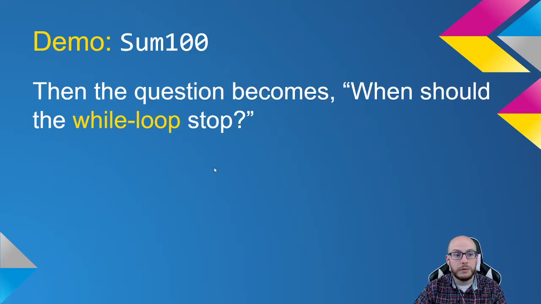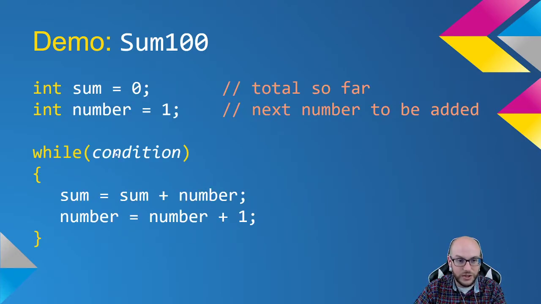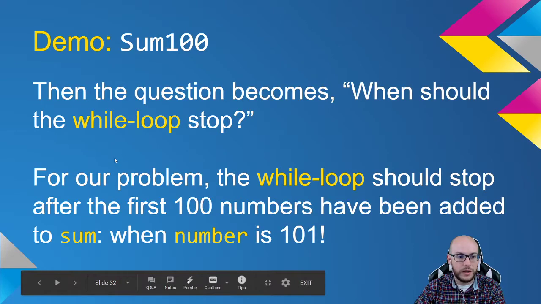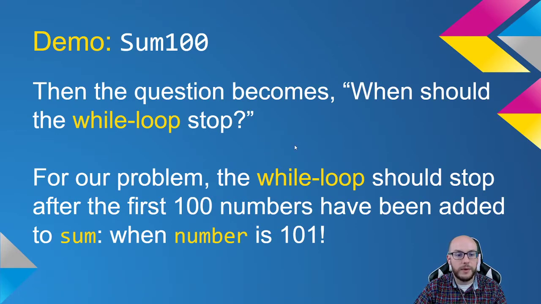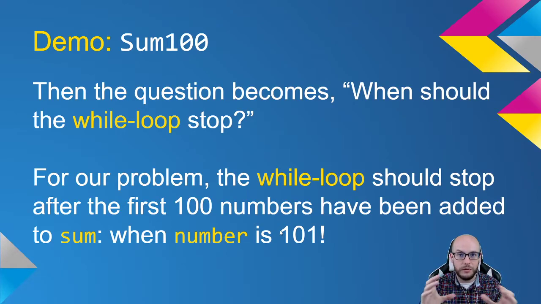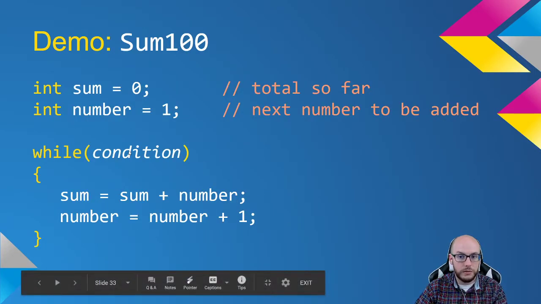The question then becomes, when should the while loop stop? So I've just been using the word condition as a placeholder. We haven't really talked about what the condition is because we need to first understand what one iteration, what one body looks like, and then we can figure out where we want to stop. For our problem, the while loop should stop after we have processed 100 numbers. When number is 101, I don't want to add that because what I wanted was basically the sum of 1 to 100 inclusive on both ends. So let's add a condition to this.